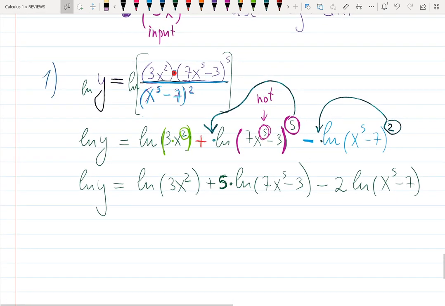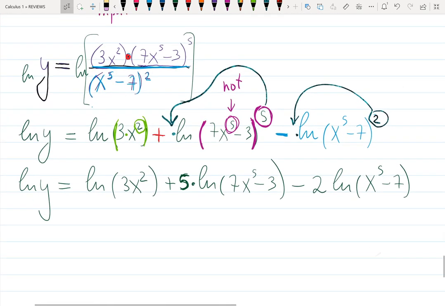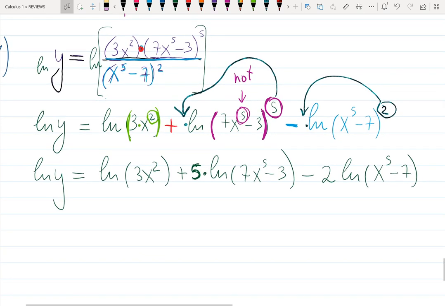Some of you may be telling me that the first log can be broken into log 3 and log x squared, and then the 2 can go down. But I think that's too much work, because the derivative of log of 3x squared is not that complicated. Remember, we're using log to simplify the differentiation. If you think the differentiation is relatively simple, you don't have to keep working with logs. Log is just a tool.